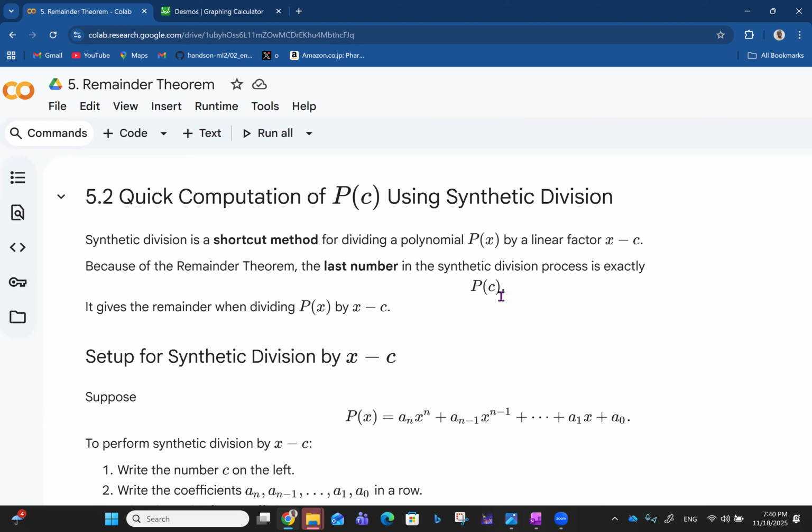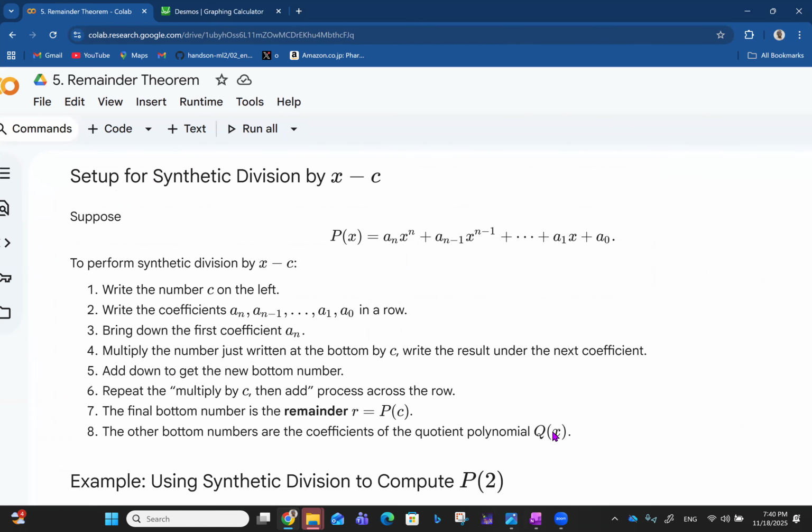But synthetic division makes things a bit faster, and I've even found a very cool way to do synthetic division without wasting time. So p of c gives the remainder when dividing p of x by x minus c. So set up for synthetic division by x minus c. Imagine you have the polynomial p of x, which is an x raised to power n plus an minus 1 x raised to power n minus 1 plus all this, plus a1 x plus a naught.